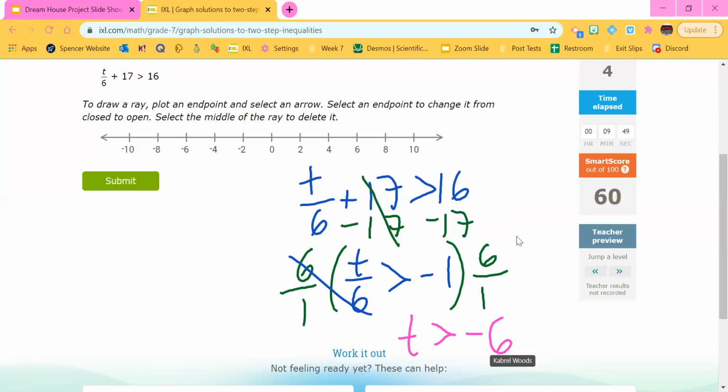All right. And look again, we saw a negative here, and some of you had questions about that. But it's if the coefficient is negative, and your coefficient was t over 6, so that's positive 6, so it would not change the direction. The direction would still be going to the right. So we're going to go to negative 6, and we're going to use an open circle because it doesn't have an equal sign, and we're going to the right.